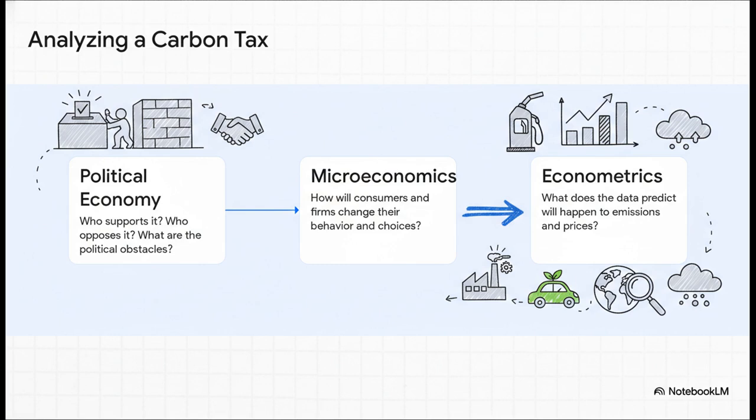Okay, first up, the political economy lens. You'd ask, who wants this tax? Which powerful industries are going to fight it? What are the political roadblocks? Then you switch to the microeconomics lens. You'd analyze, how will everyday people change their driving habits? How will companies change the way they make stuff? And finally, you grab the econometrics lens. You dig into the data from other countries that already have carbon taxes to predict what would probably happen to emissions and prices right here. See, each lens gives you a vital piece of the puzzle.